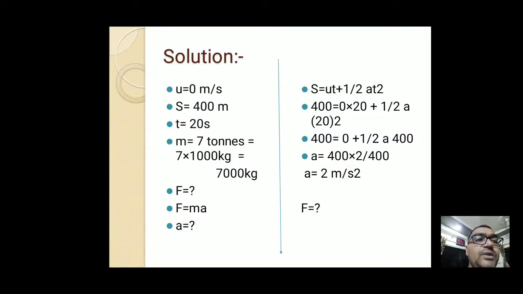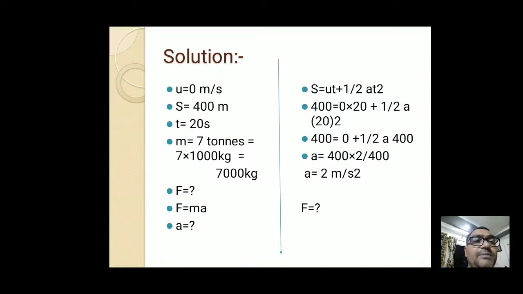So first we are going to find the acceleration. You can see the right hand side. Here u is given, s is given, t is given. So we cannot use the formula v minus u upon t, because v is not given. So students, we can use the lesson number 8 formula, distance s equals ut plus 1/2 at square, because u, s and t are given, and we have to find the value of acceleration a. So on the right hand side we use this formula, s equals ut plus 1/2 at square.